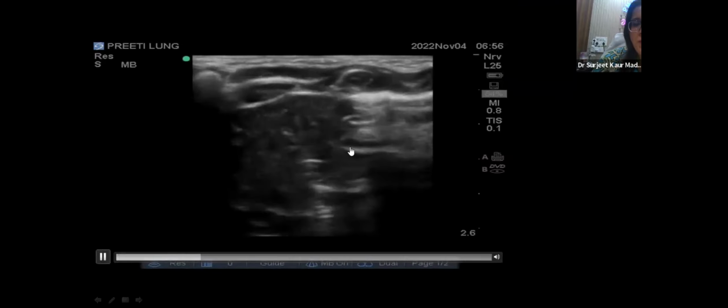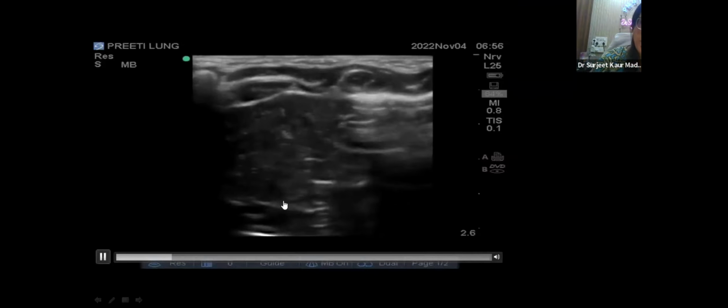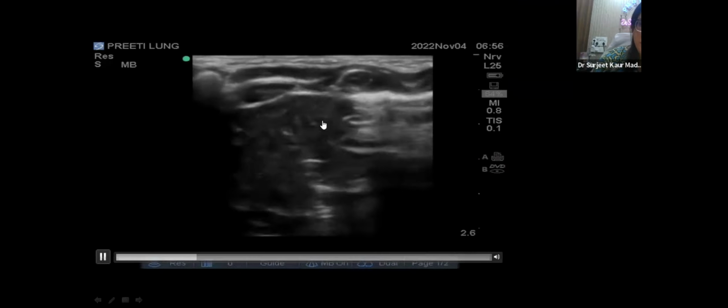In some extreme cases of pneumonias, the area of lung might look like liver. This is called hepatization of lung. See this area, this is lung actually, but it is looking like a liver pattern.